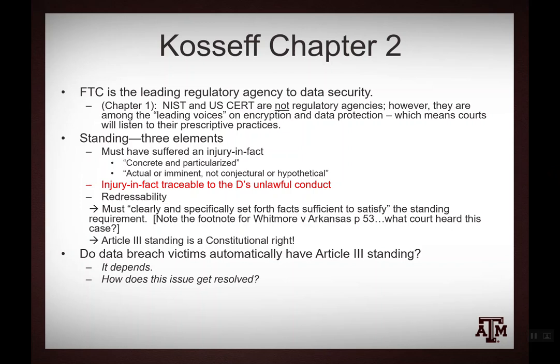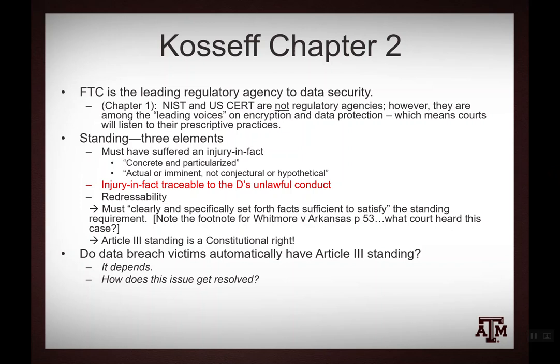Also, keep in mind Article 3 standing is a constitutional right, your right to file lawsuits. So here's where there's a split in the circuits. Do data breach victims automatically have Article 3 standing? Well, it depends. Nothing's really automatic. But if you go back through these elements, some courts say actual means you have to have had it stolen. Others say the threat of having it stolen is actual injury. You have to be able to trace it, and you have to be able to redress it.